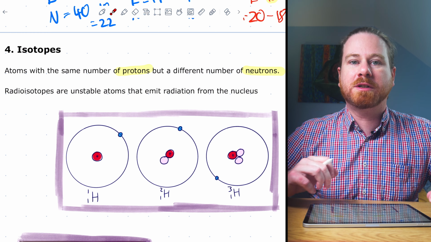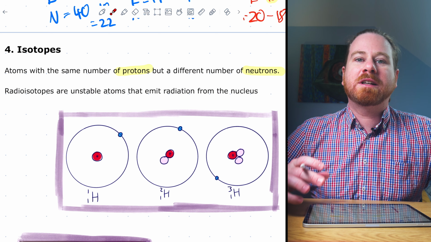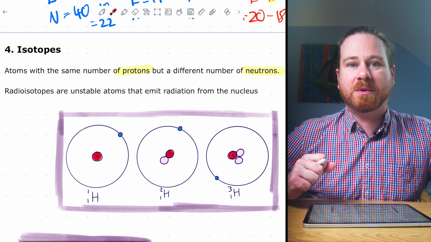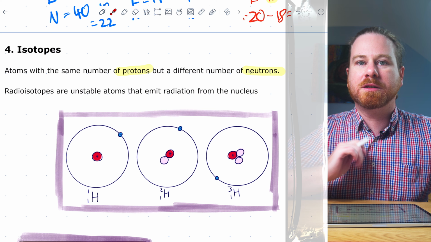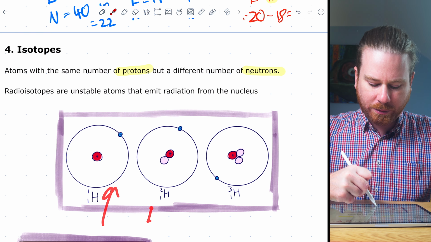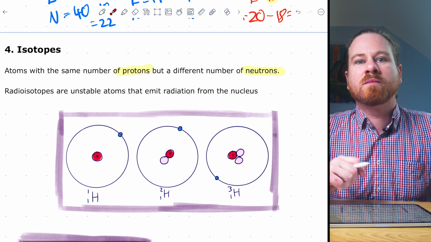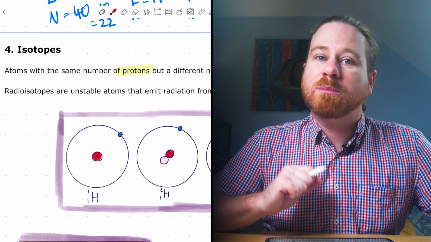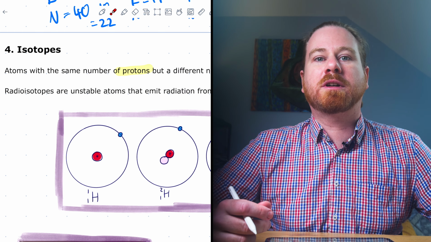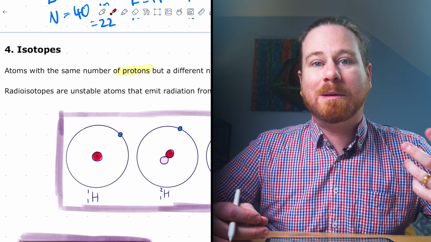But what they also do, and this is what we're going to be talking about next, is that they can slightly change the physical properties of that specific isotope. So these three isotopes here are going to have slightly different physical properties, things like melting and boiling point. So let's have a look at how this works by using a model.